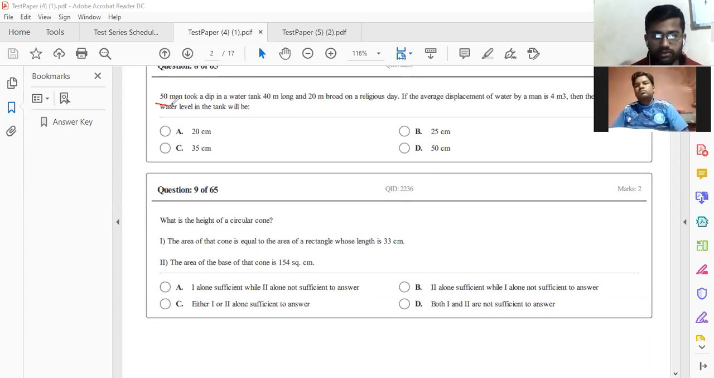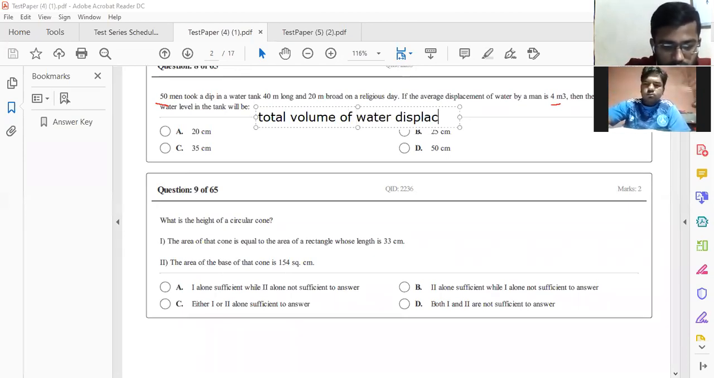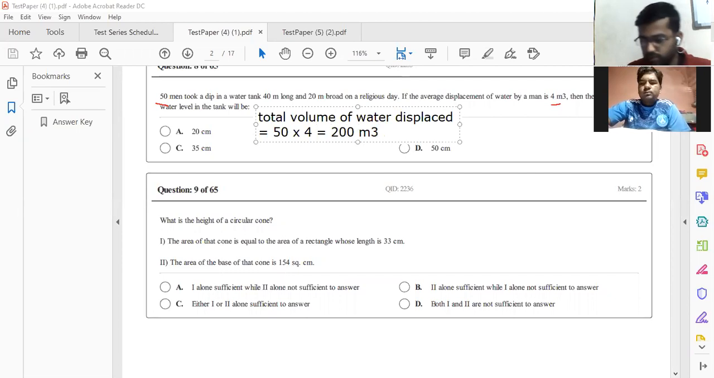ओके, डुबकी लगा रहे हैं 50 लोग और एक की वजह से इतना पानी बाहर निकलता है टैंक से. सो फर्स्ट कैलकुलेट टोटल डिस्प्लेसमेंट. ओके, और यू कैन से टोटल वॉल्यूम, वॉल्यूम ऑफ वाटर डिस्प्लेस्ड. So 50 multiplied by 4, we'll get 200 meter cube. Clear?